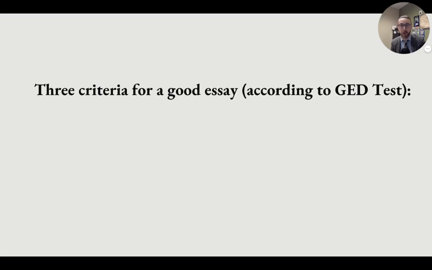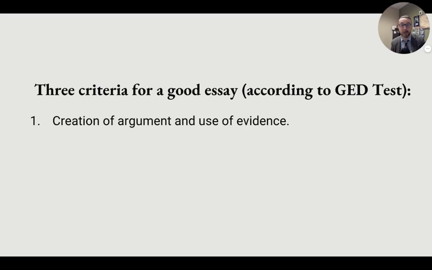There are 3 criteria that the GED test is going to be evaluating you on. The first is creation of argument and use of evidence. This is why it's so important to use evidence well. This is why it's so important to create a good argument and to choose a side, because this is the first thing they're going to be looking at. When I say they, I mean the computer that is programmed to read your response. But creation of argument and use of evidence, that's number 1.